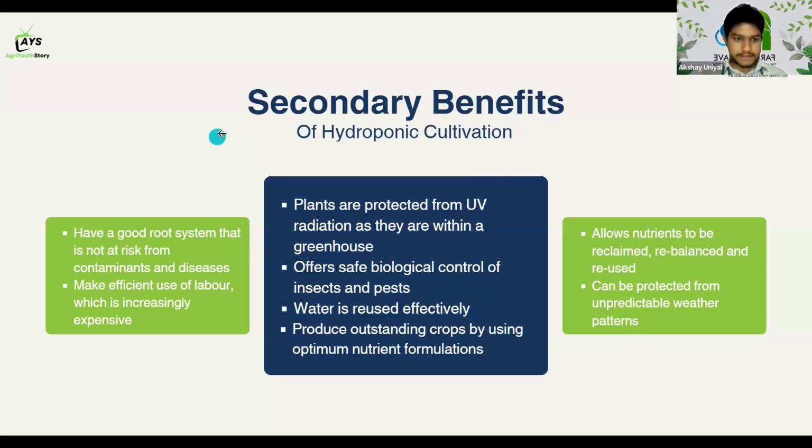Now, secondary benefits. First, a good root system that is not at risk from contaminants and diseases. I think this is very much self-explanatory. The roots do not have to reach out too much into the ground, so there is not a lot of nutrition going to the roots, but they are healthy enough because they are directly getting the nutrients at an accessible place. This reduces the risk of diseases and contamination also.